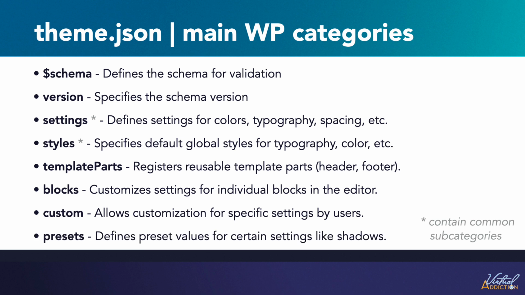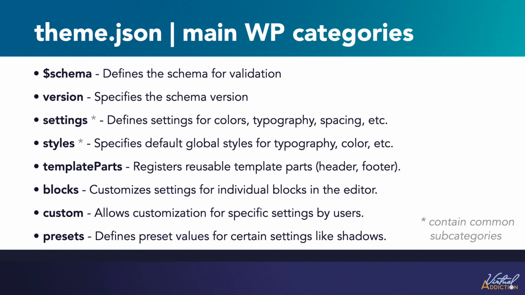And finally, we have presets. This is used within certain settings, things like shadows, where you can define preset values that users can choose from. These are pre-configured options, making it easy for users to apply standard shadow effects. Each section and setting helps define the overall look and functionality of your theme, and these can easily be customized within the WordPress block editor or site editor.